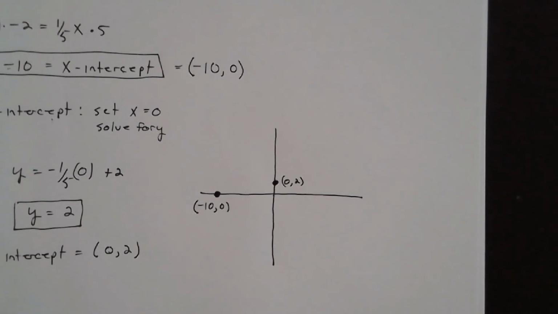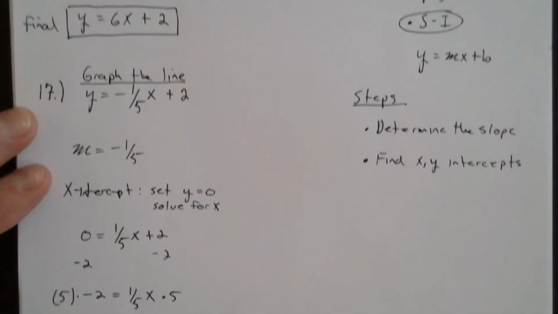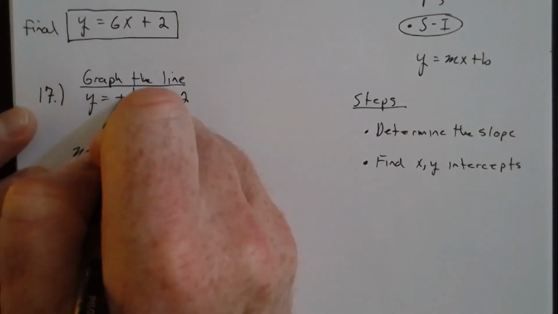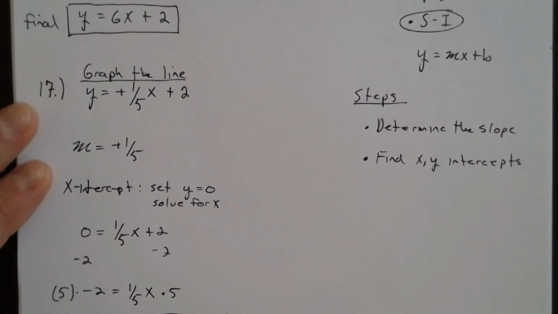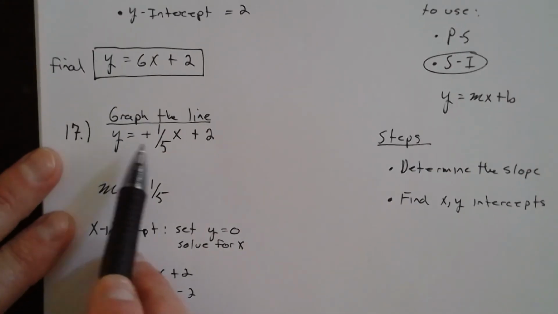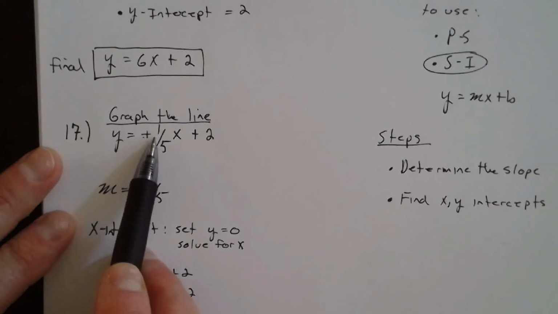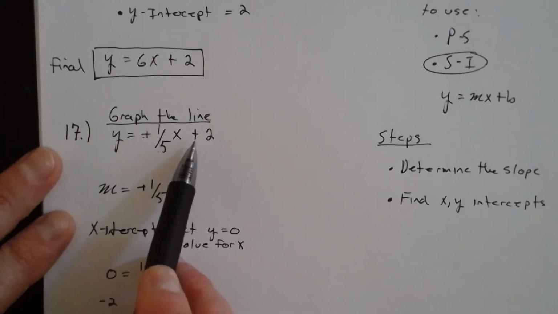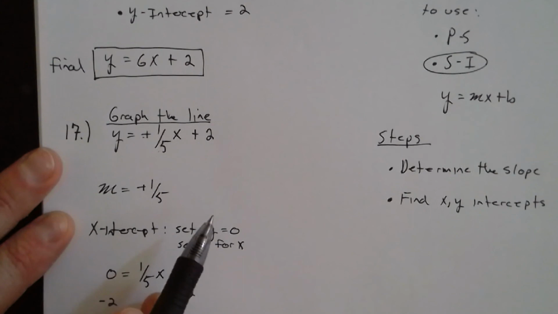And what's our slope? Change that to a positive. In the original, just go back and change that to a positive. So y is plus 1/5 x, or just 1/5 x plus 2. It was originally written as a negative. Okay, so just go and make your change.